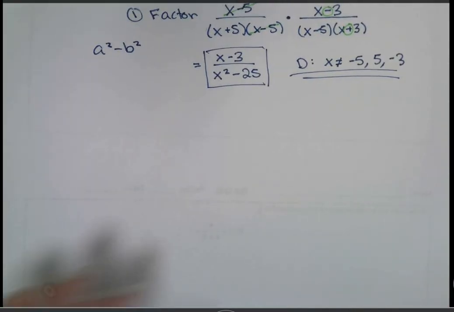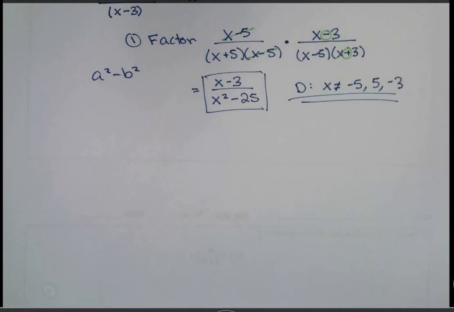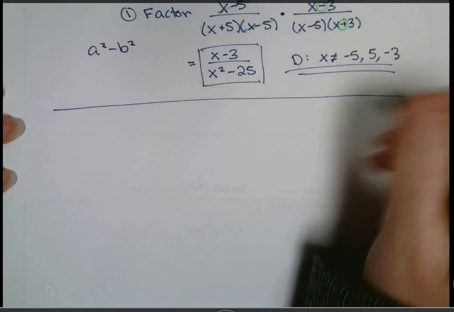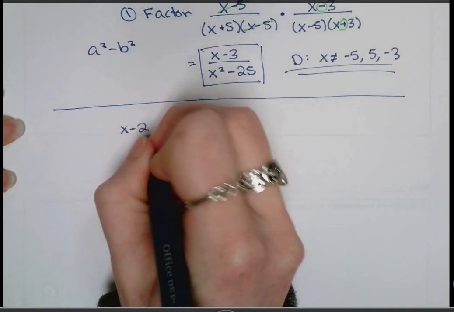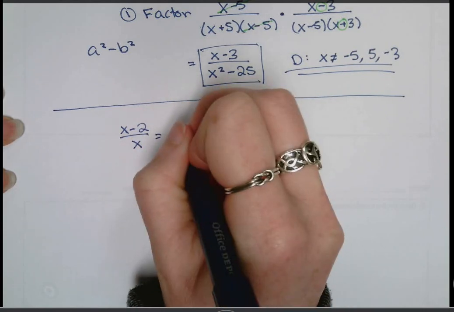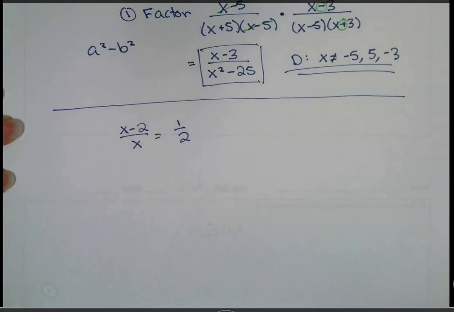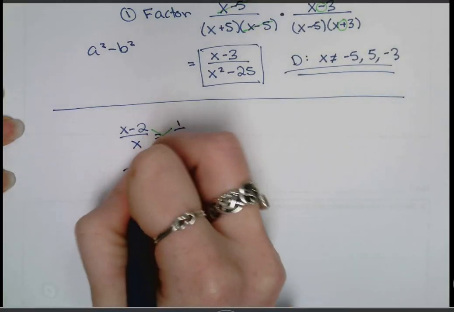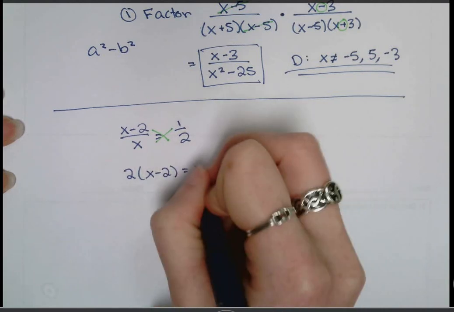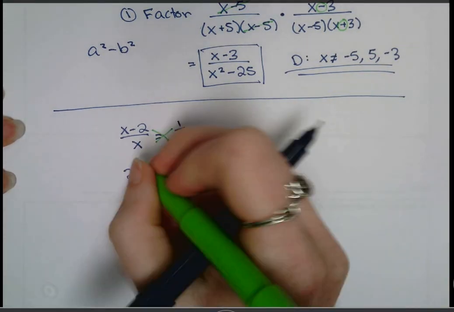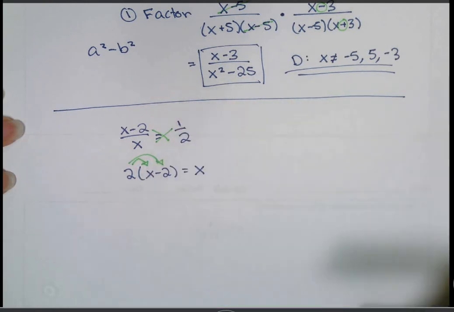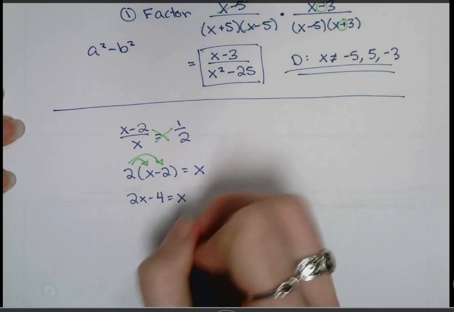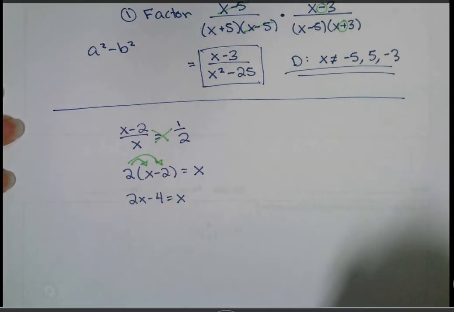Next up is, what am I thinking? Oh, solving. So let's say we had an equation here. It's just x minus 2 divided by x is equal to 1/2. When they're like this, there's just the two terms, cross multiply. Boom, I would have 2 times x minus 2 is equal to x. From here you would distribute and you would solve. 2x minus 4 equals x. Bring your x over, add the 4, solve from there.